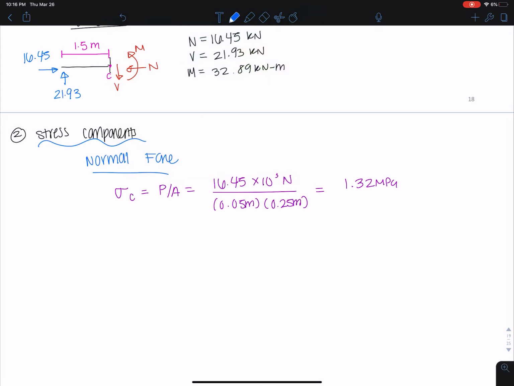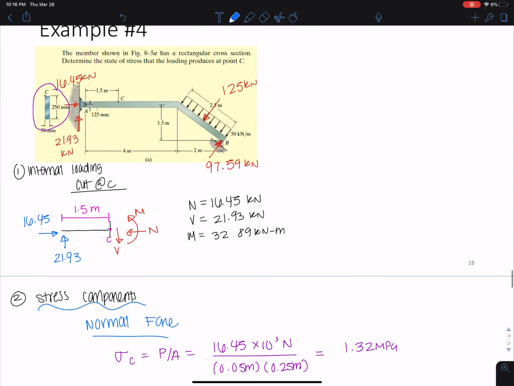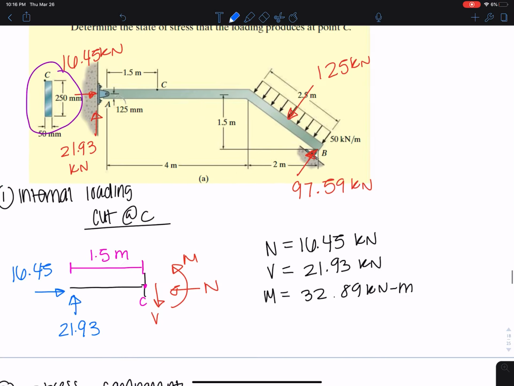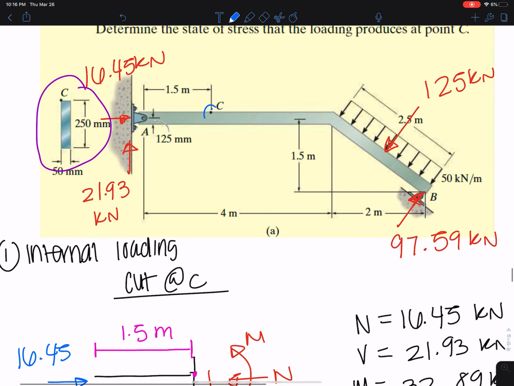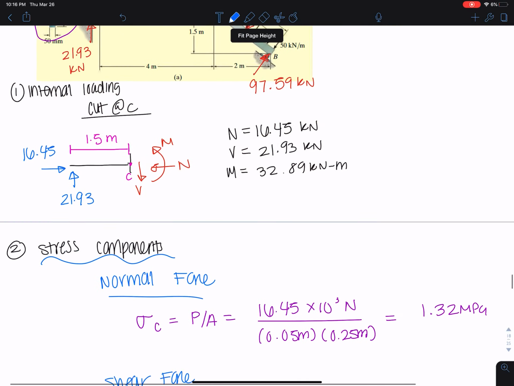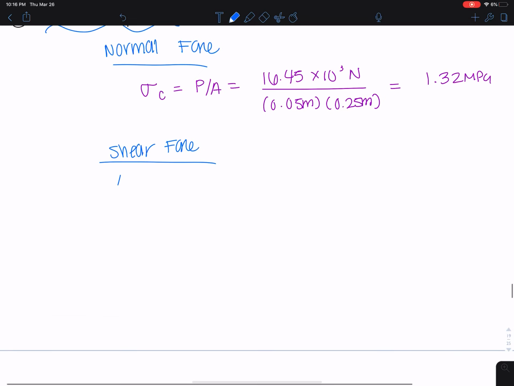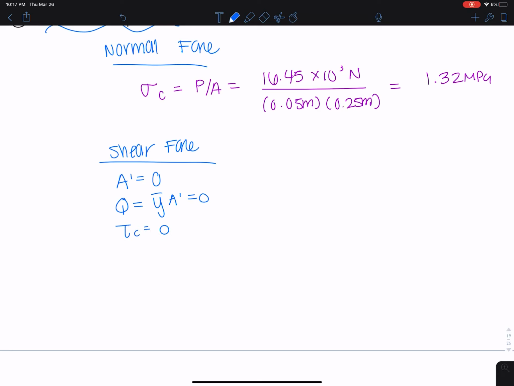Next, we have shear force. So what we want to see here is something interesting. C is located at the top of this section, point C. Right here you can see it's located at the very top of that section. So what happens here is our A prime, the area above, is 0 since C is located at the top of the member, which means our Q value, which looks like this, is 0, which means our shear stress is 0. So we don't have to do anything there.